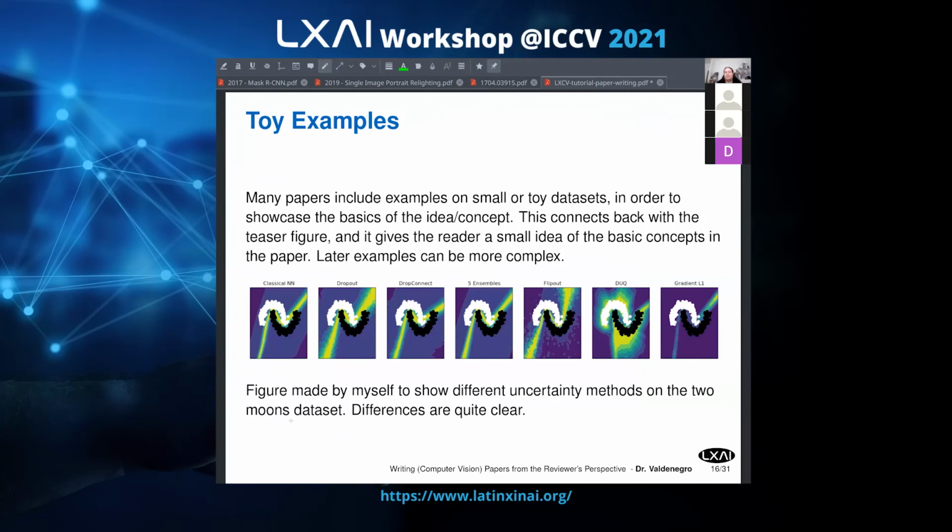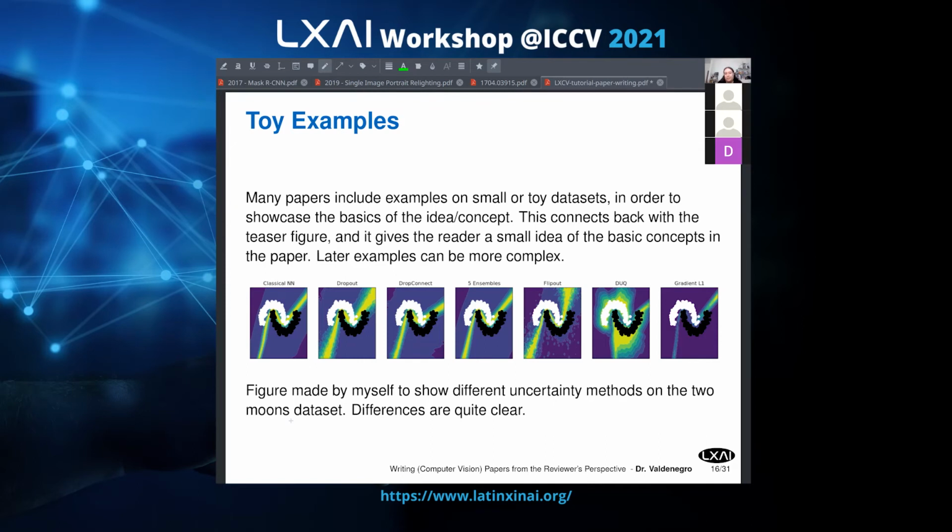So also toy examples. This is related to the concept of the teaser figure. Many papers also include examples or concepts on small or toy datasets in order to showcase the basics of the idea or concept. So this connects back to the teaser figure, and it gives the reader a small idea of the basic concept in the paper. And of course, you can have more complex examples later, but at the beginning of the paper, you should definitely try to do this.